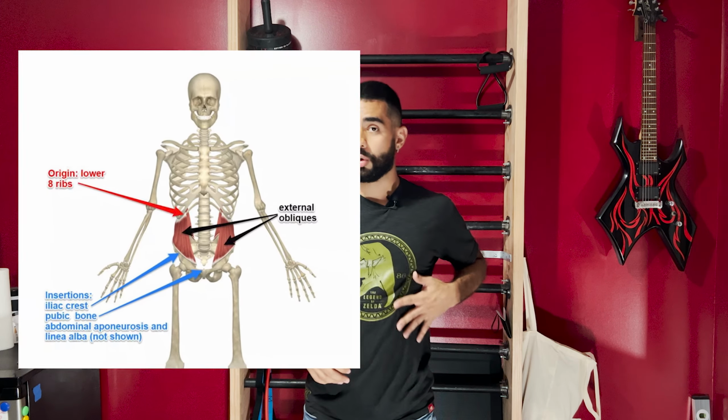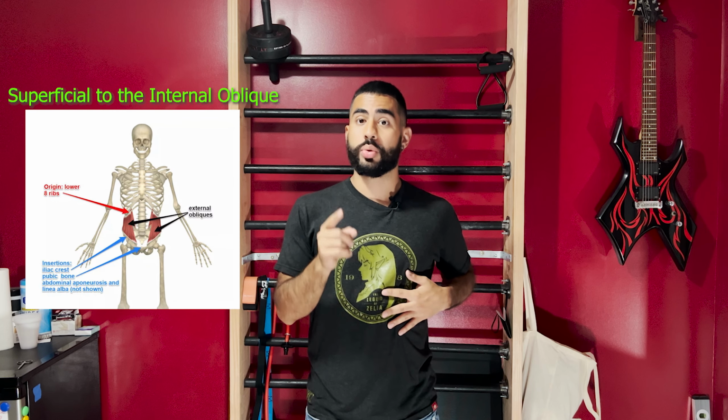Contralateral is the opposite, right? So my external oblique, which is different muscles, does contralateral rotation. So if it's the left one, we rotate into the right. That's all that really means.